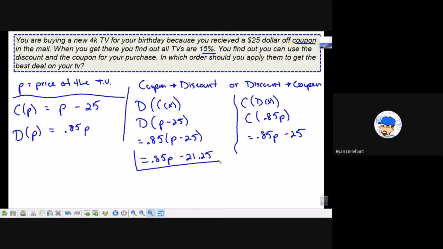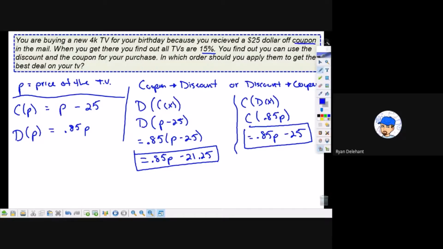So this is coupon then discount. This is discount then coupon. Which one's better? Well, we could plug some numbers in here and see what happens, right? But what I want you to look at when we figure out which way to apply these, we need to compare these two functions.